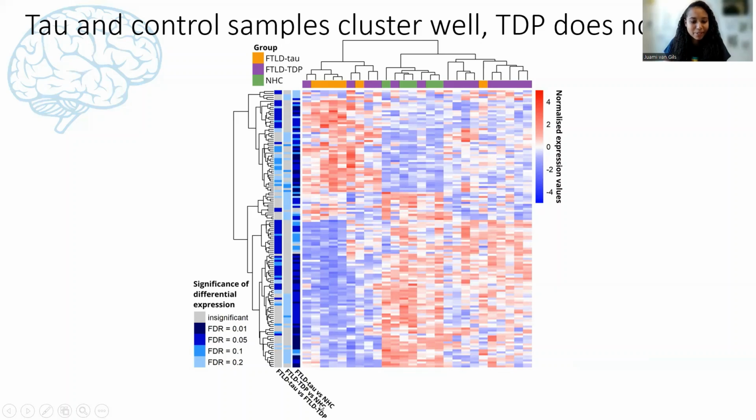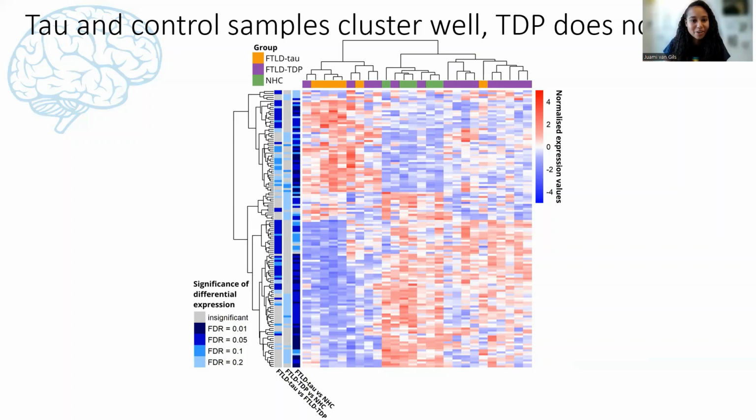And the same thing we see with the differential expression analysis. So you see the significance of the differential expression analysis of the tau versus control, TDP versus control, and tau versus TDP on the left. And so the more dark blue, the more significant differential expression analysis was. And also here you see the biggest difference between the tau and the control group and a weaker signal in the TDP. And so for the rest of this talk, most of the results I will show are for the tau versus the control group and not so much for the TDP.